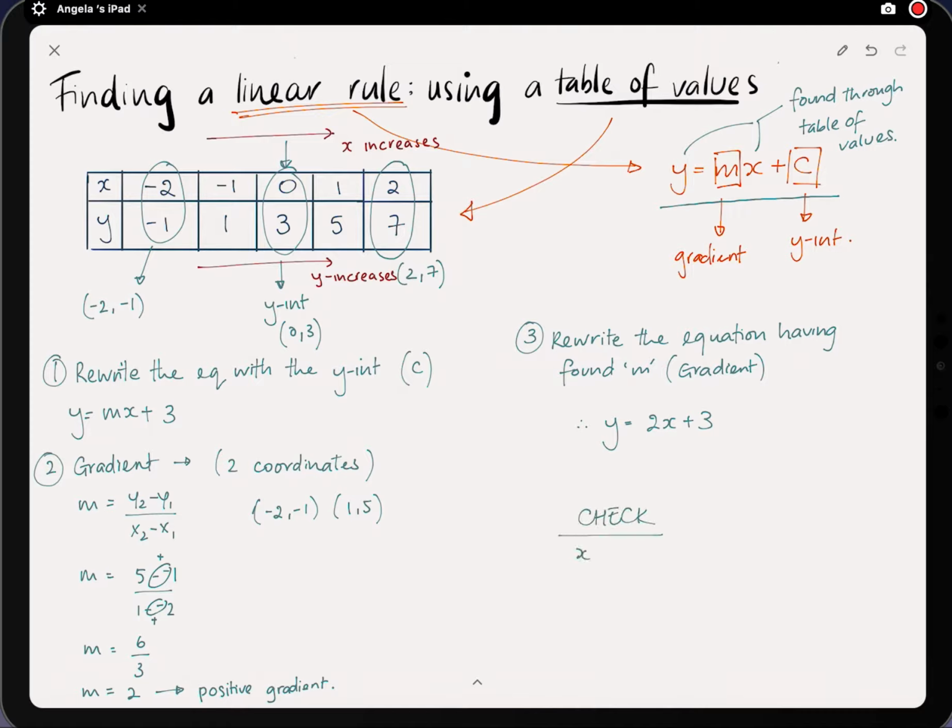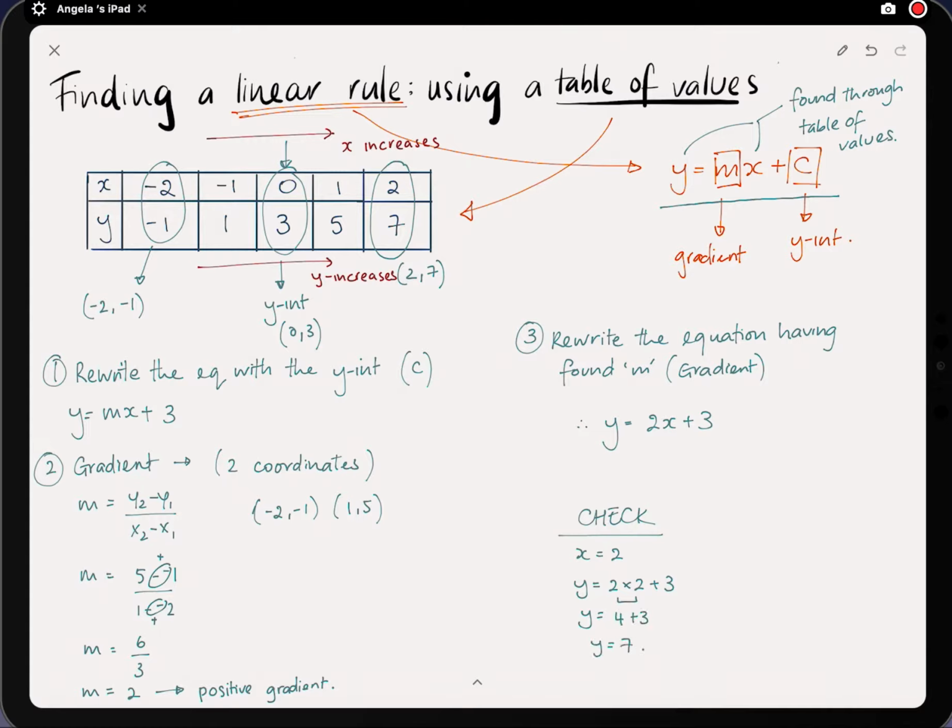Let's say x is equal to 2. So if I substitute 2 into the equation we've just found, I should get y is equal to 7. So let's check that that's correct. So I've got y equals 2 times 2 plus 3, which will give me, through order of operations, 4 plus 3, y is equal to 7.